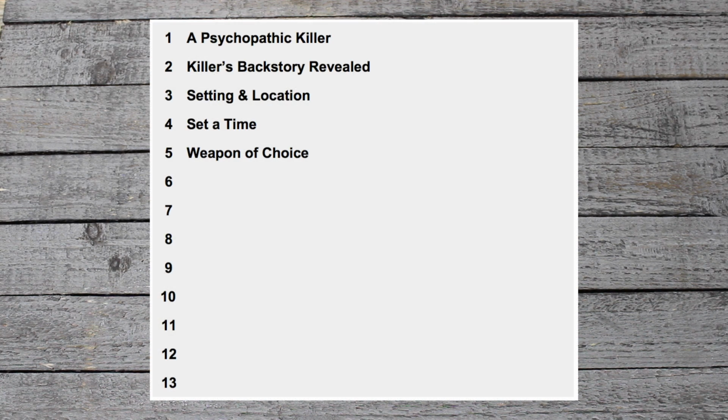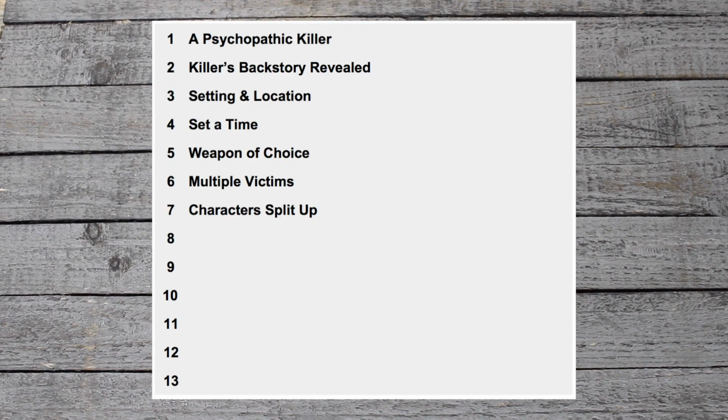5, weapon of choice. Again, this seems kind of obvious. Slasher movies, I almost think, have weapons that become just as popular as the villain himself. 6, multiple victims. Says there needs to be multiple victims to have an escalating level of threats. It's the way of getting to the final girl.